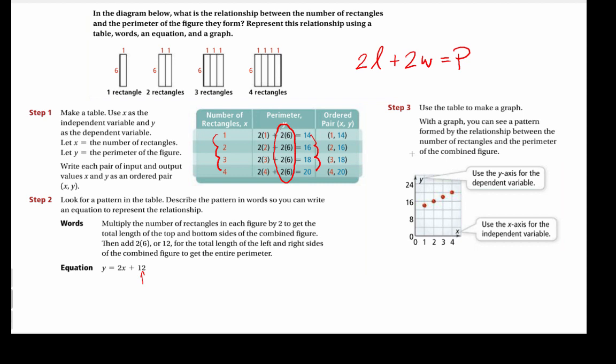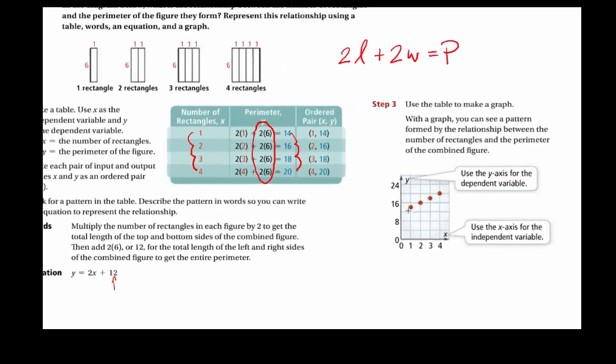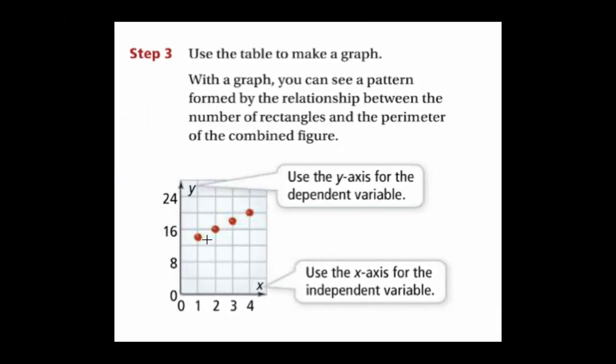Once we have this table of ordered pairs, we can just plot those ordered pairs. So that's what you see here. We have (1, 14), (2, 16), (3, 18), and (4, 20). So that would be the graph of this data. Now this is what's called a discrete graph. It's not continuous, it's a discrete graph. What that means is that we cannot connect these dots with a line or a line segment.